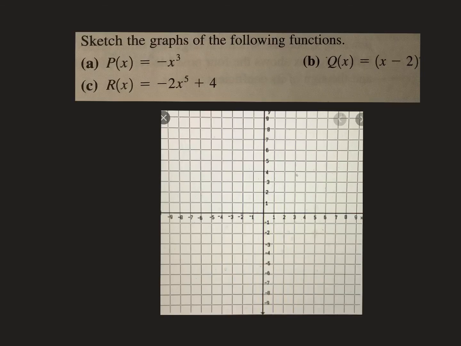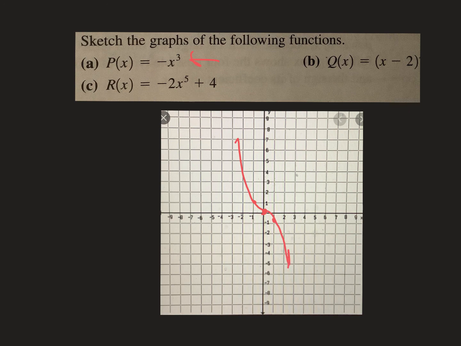Okay, this one says sketch the graphs. Now, I'm just going to use the transformations that we learned earlier to draw these things. And this one says negative x cubed. Now, negative in the front, remember, reflects across the x-axis. So this one, instead of going up right and down left, is going to do just the opposite. That's what negative x cubed would look like.